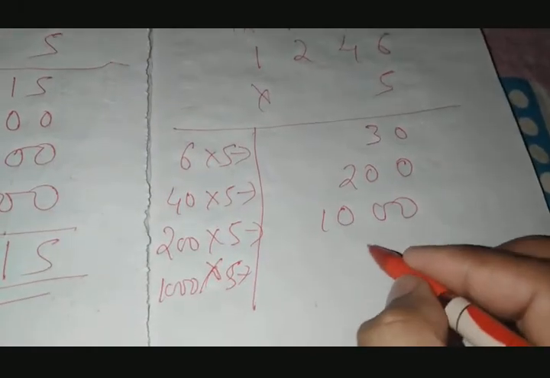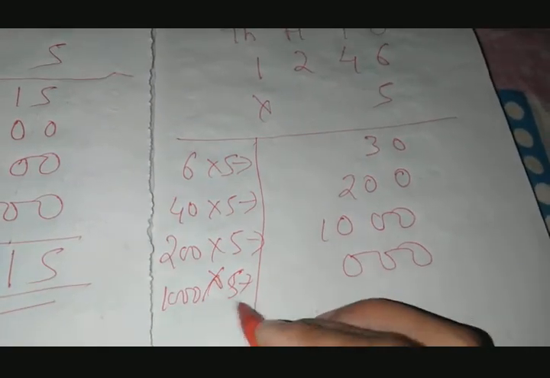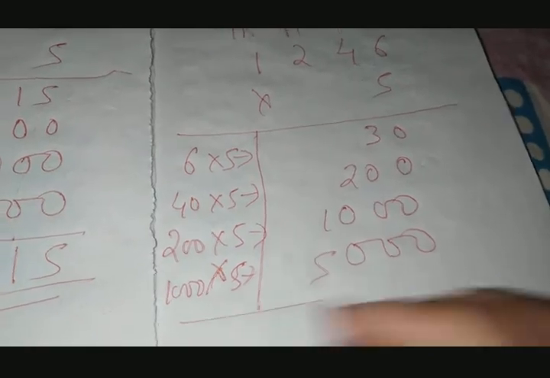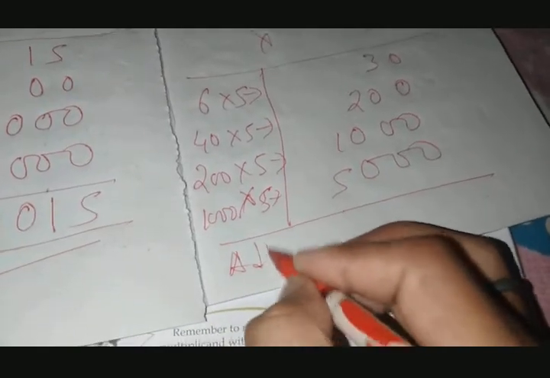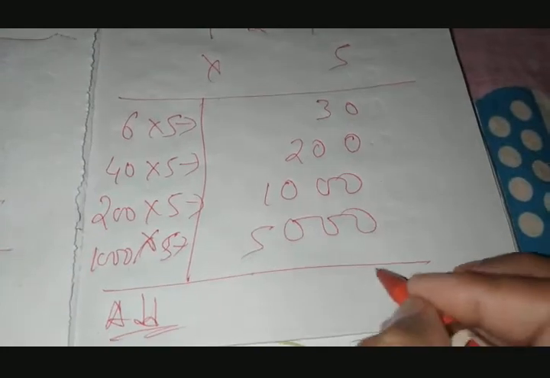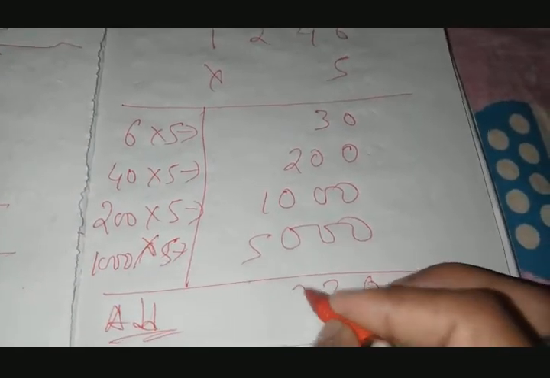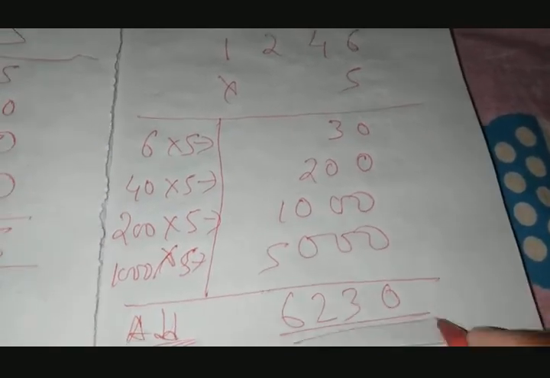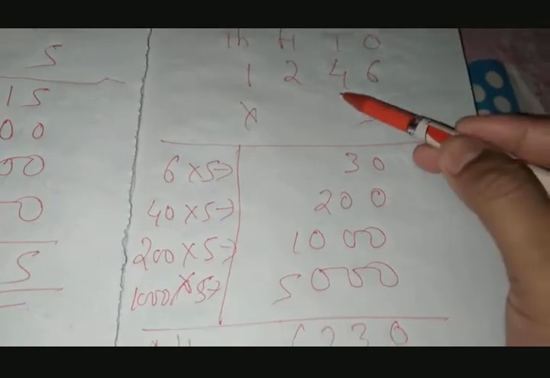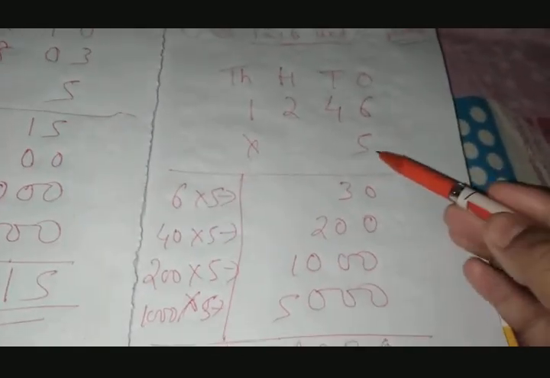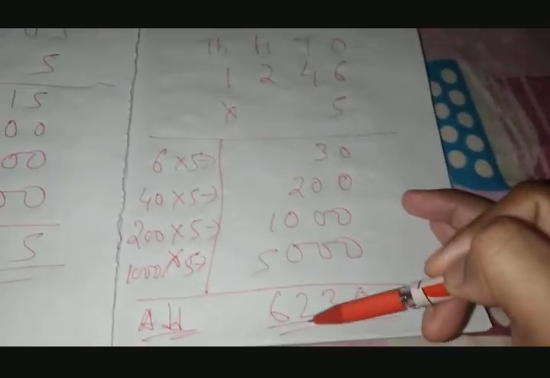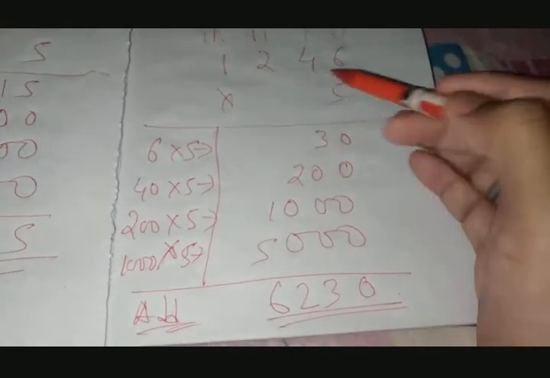See, first put 30 here and put 5000 here. Now we will add it and we got 6230. So this is our answer. You can see now here: 6 fives are 30, write 0 carry 3. 4 fives are 20, 20 plus 3 is 23, write 3 carry 2. 5 twos are 10 plus 2 is 12, write 2 carry 1. 5 ones is 5 plus 1 is 6. So this is our answer.